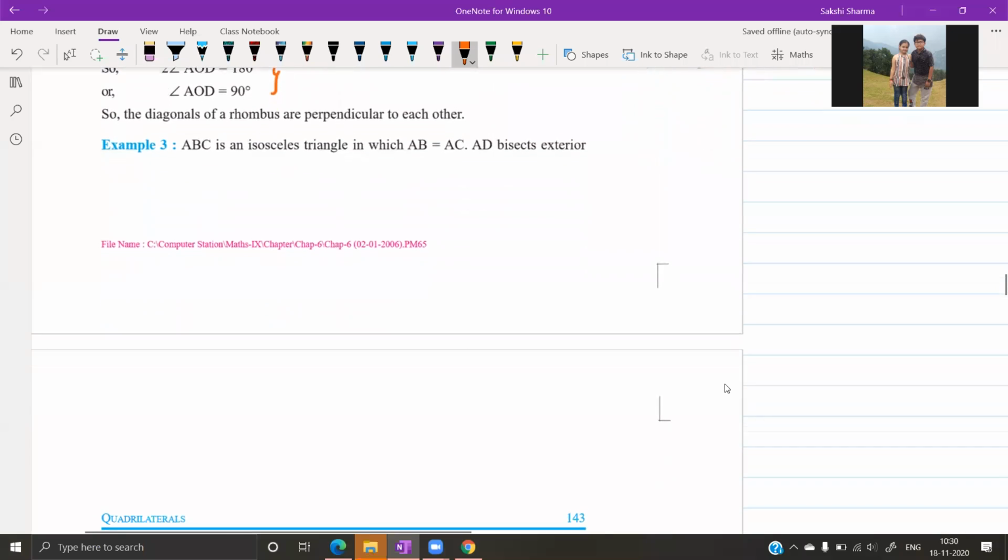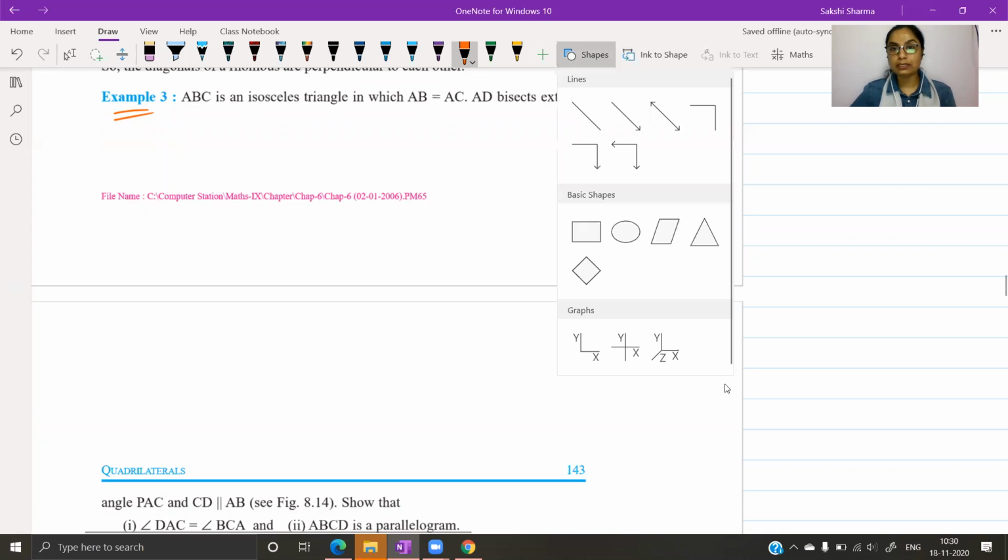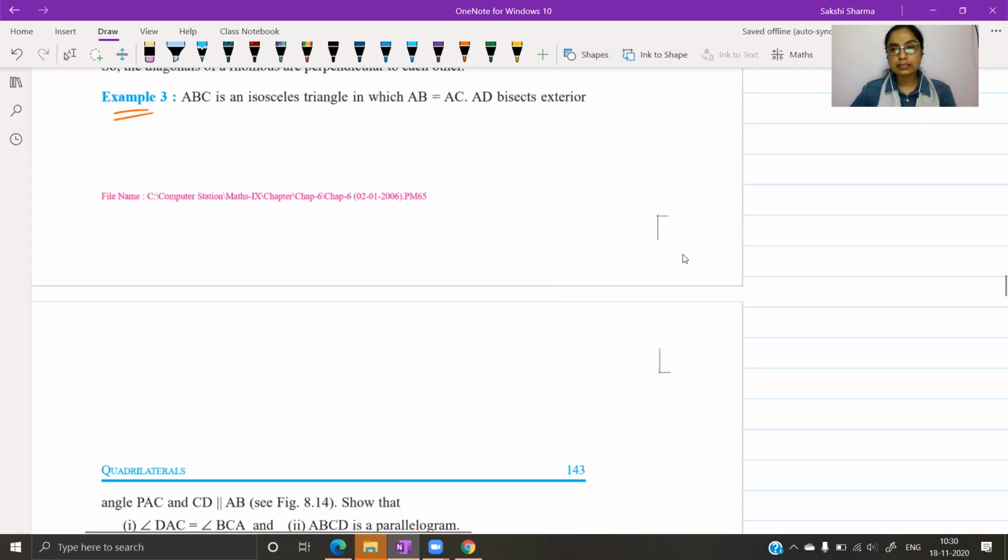Okay. Example number 3 again. This is an important example, not based on the properties directly, but it's a question. This could come without the figure as well. So draw the figure carefully. Right now, the figure is there in your example. So we have an isosceles triangle in which AB is equal to AC.